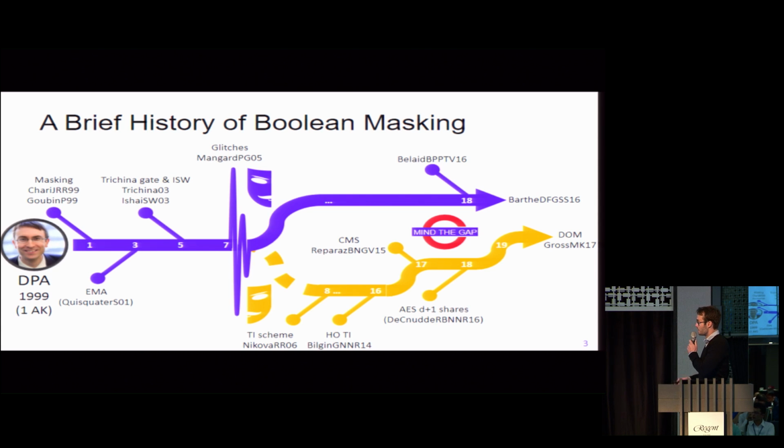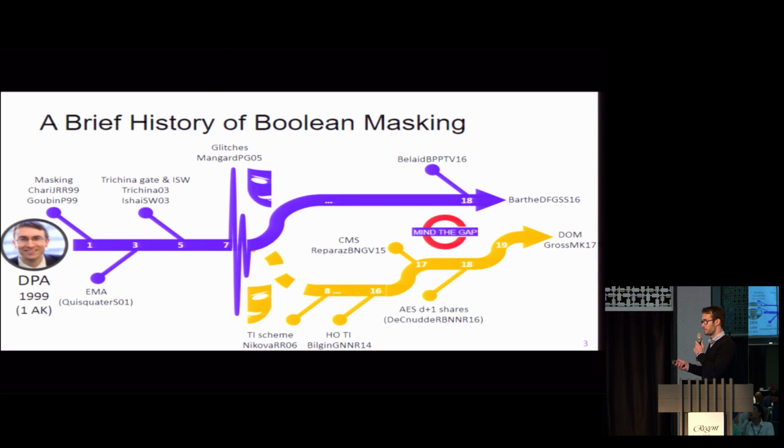So for example, in the higher-order threshold implementation paper of Bilgin et al., we closed the gap to higher order. In the CMS paper of Reparaz et al., we closed the gap to D+1 shares. And at last year's CHES, Vergnaud et al. presented first and second order secure AES implementations with D+1 shares. And at about the same time, we also presented our domain-oriented masking scheme and showed an AES implementation that is generic in terms of protection order and uses the same amount of randomness as ISW.